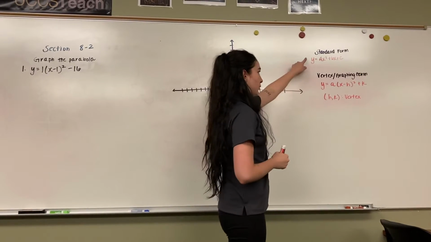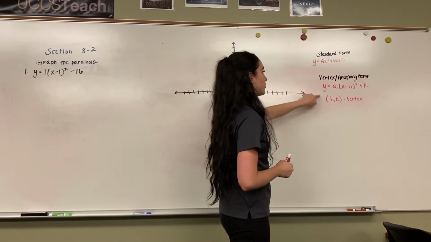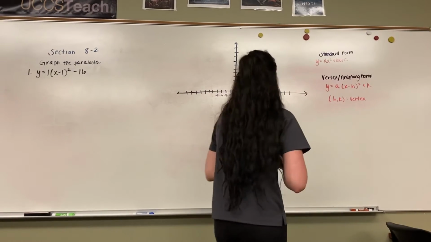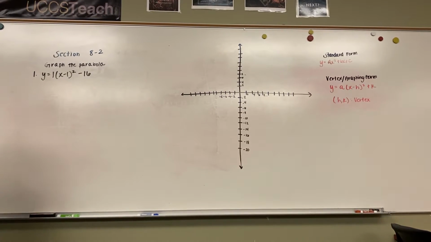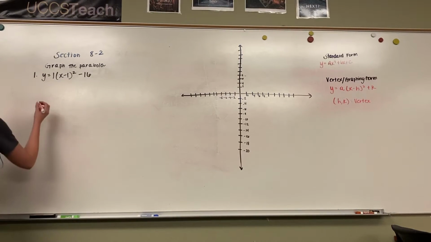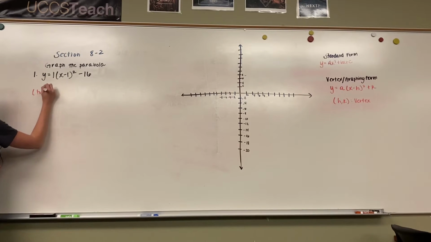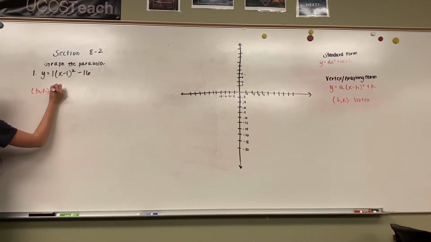So far we've been dealing with parabolas in standard form, and so now we're going to graph them using graphing form. So the first step of graphing a parabola in graphing form is finding the vertex. So we know the vertex is the point h, comma k, right? So what is h, comma k?